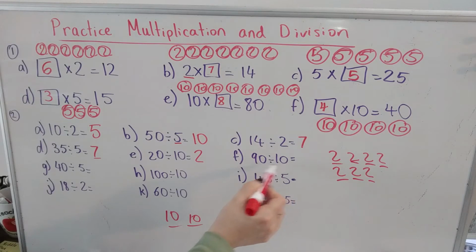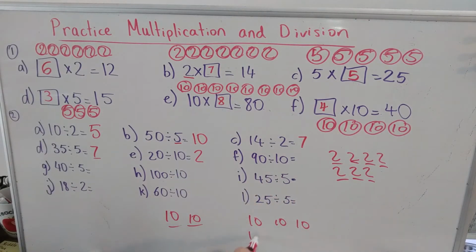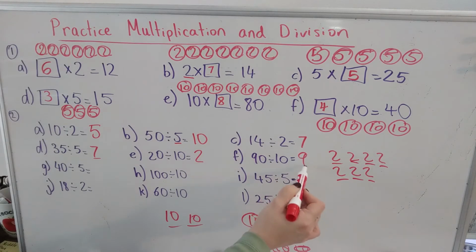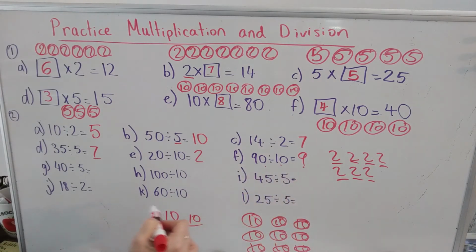90 divided by 10. How many 10's are inside of this 90? 10, 20, 30, 40, 50, 60, 70, 80, 90. How many 10's was that? 1, 2, 3, 4, 5, 6, 7, 8, 9. 9 times 10 is 90.